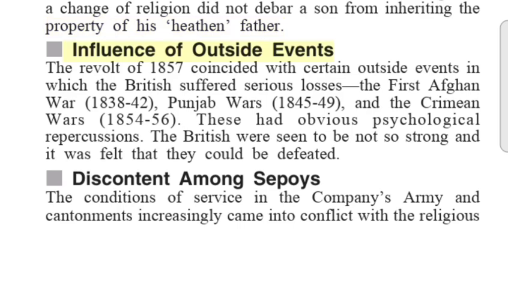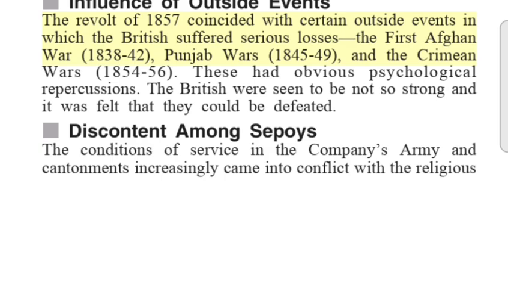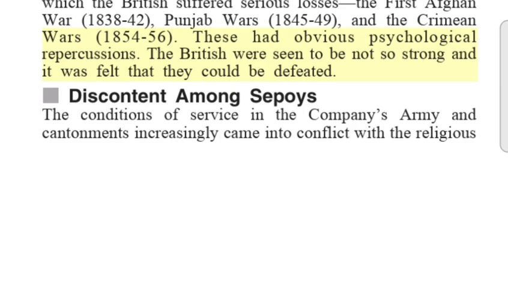Influence of outside events: the revolt of 1857 coincided with certain outside events in which the British suffered serious losses. The First Afghan War 1838–42, Punjab Wars 1845–49, and the Crimean Wars 1854–56. These had obvious psychological repercussions. The British were seen to be not so strong and it was felt that they could be defeated.